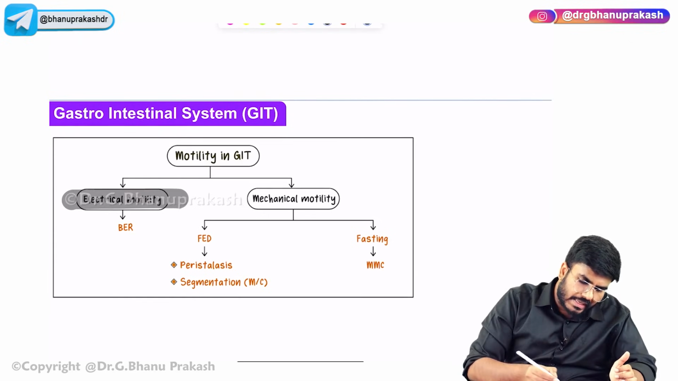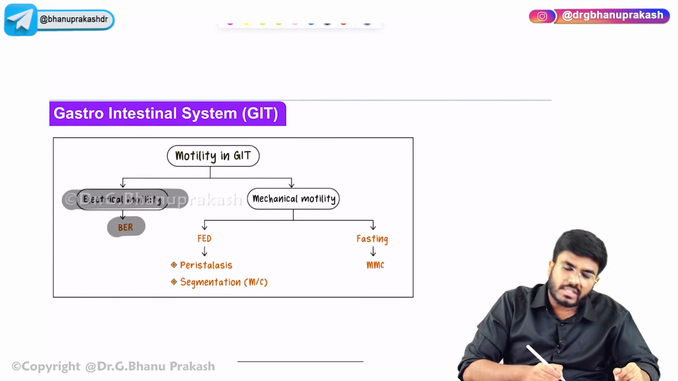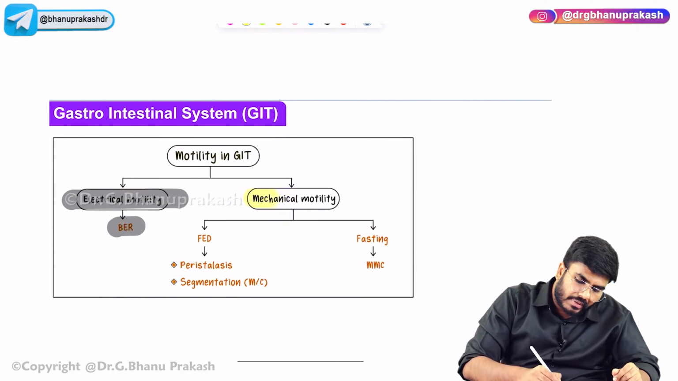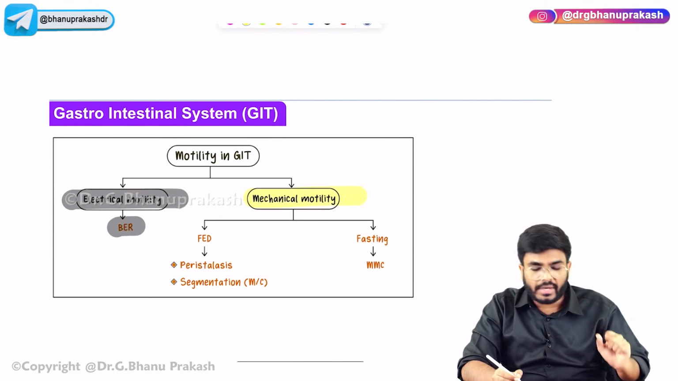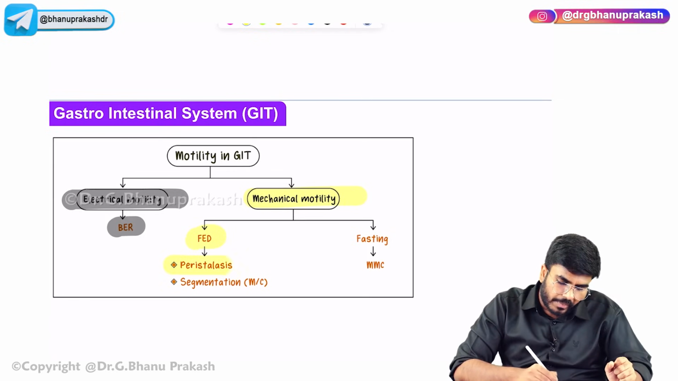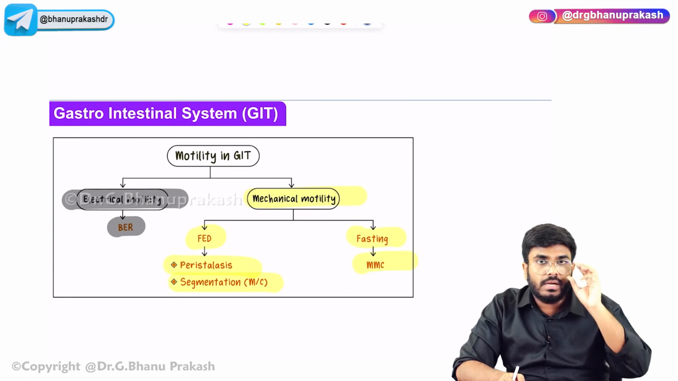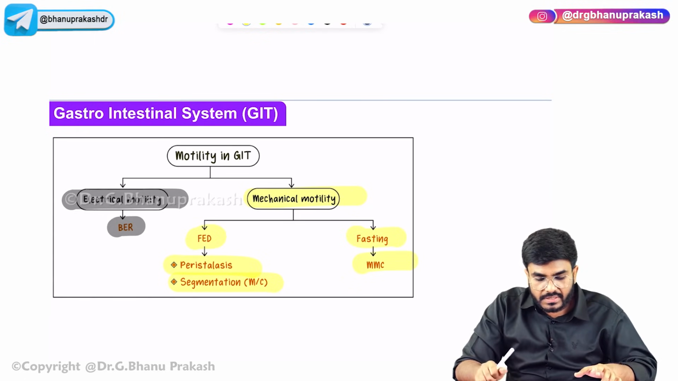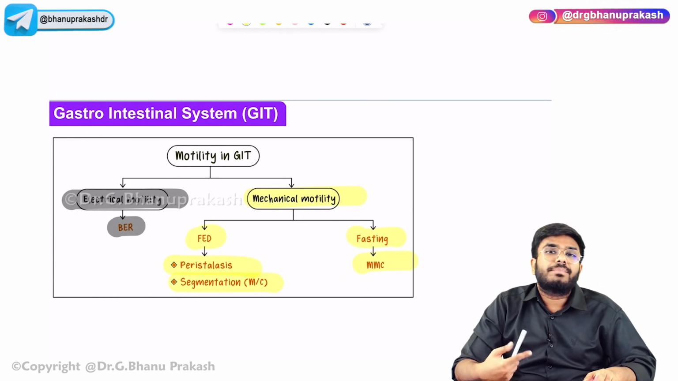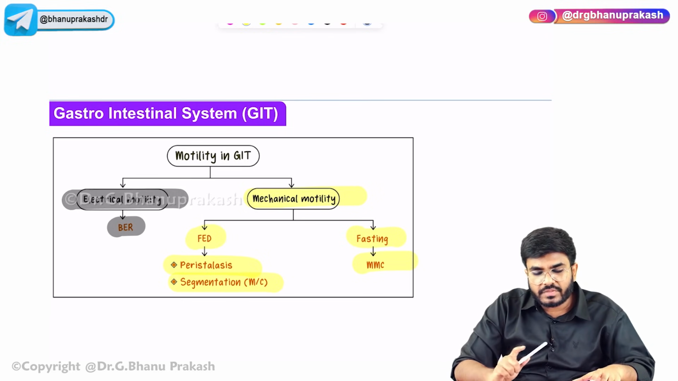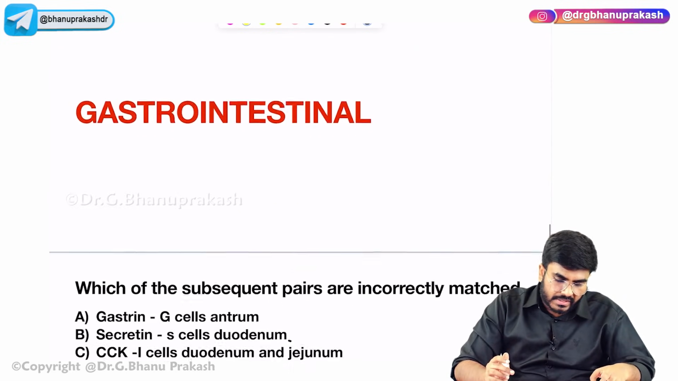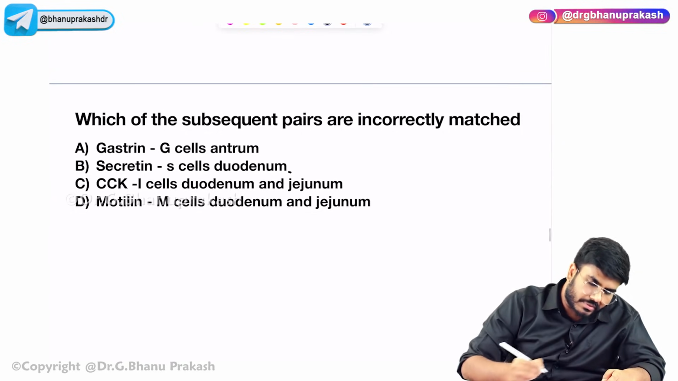There is electrical fluctuation, that is called as a basal electrical rhythm, and real mechanical contractions. During fed state, you will have peristalsis and segmentation, and during fasting state, you will have migratory motor complex. So with this, we have completed the concepts which you need to know for your exams. After this, now let's discuss some important MCQs.